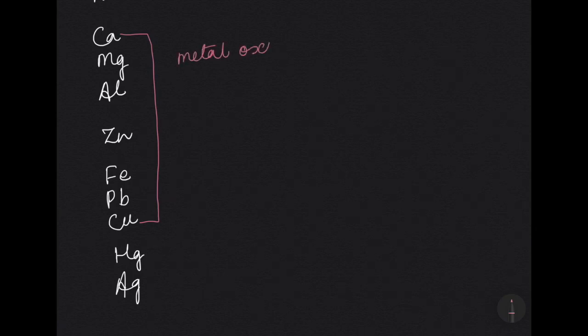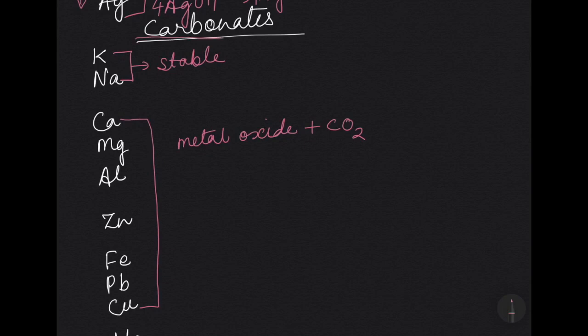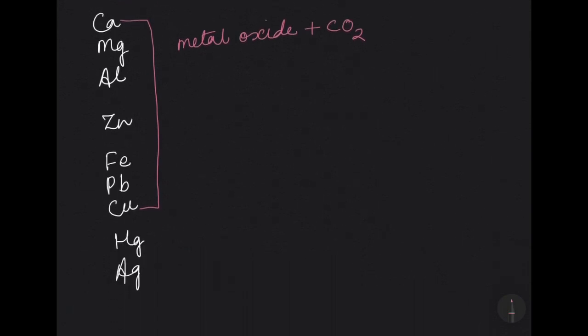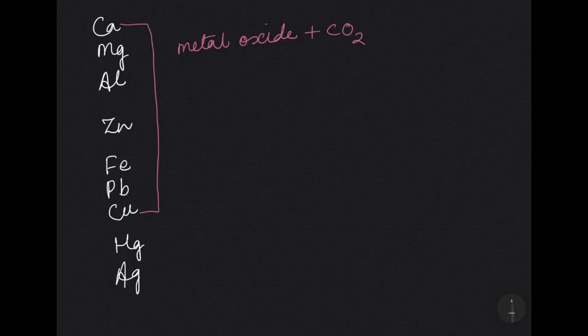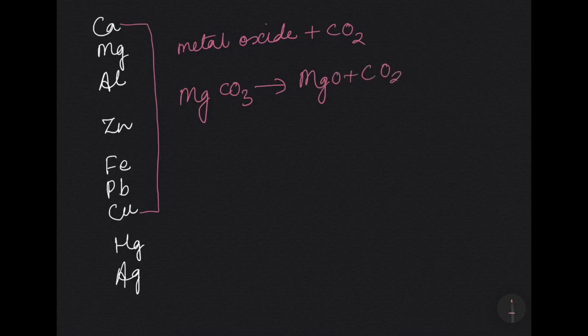Metal oxide and carbon dioxide, because remember, carbonates has carbon dioxide as its negative radical. So that means if we heat magnesium carbonate, supposing, what do we get? Metal oxide, magnesium oxide, and carbon dioxide. Or if we take zinc carbonate, what do we get? Metal oxide, that is zinc oxide, and carbon dioxide, and so on.